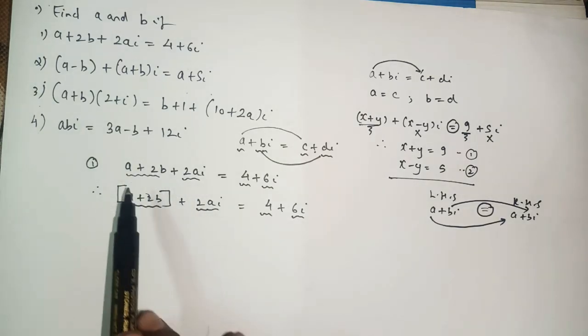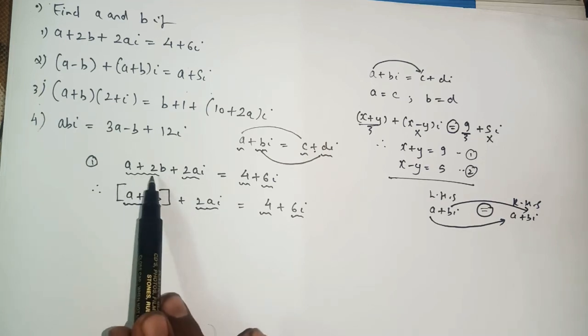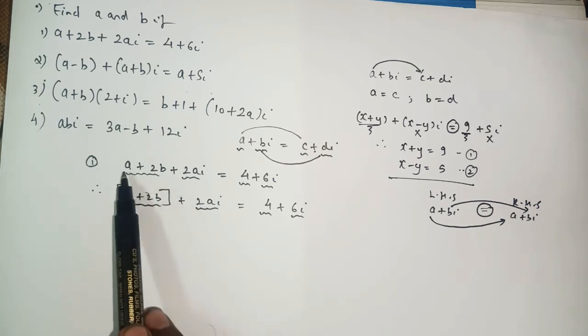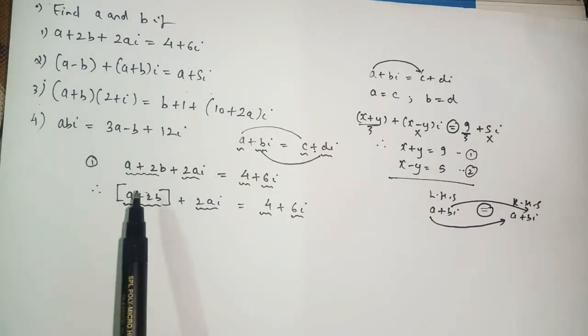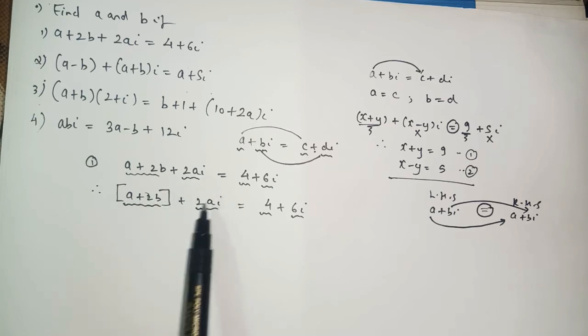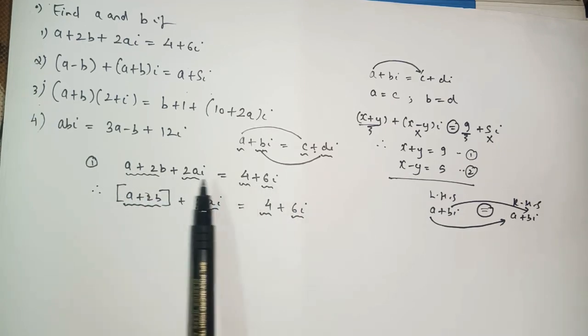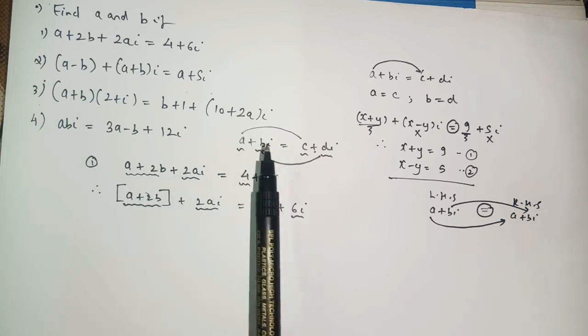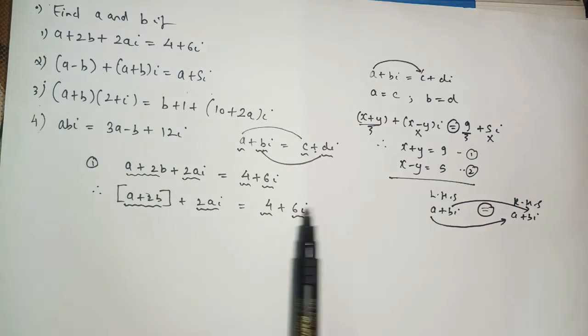So what I did, I made a pair of a plus 2i, because a plus 2b, sorry, a plus 2b is what without i. So I wrote this part inside the bracket. So we'll consider this part as one term. This is the second term. So now we have converted this whole sum into the form of a plus bi on the left hand side and c plus di on the right hand side. I hope you all understood the concept.